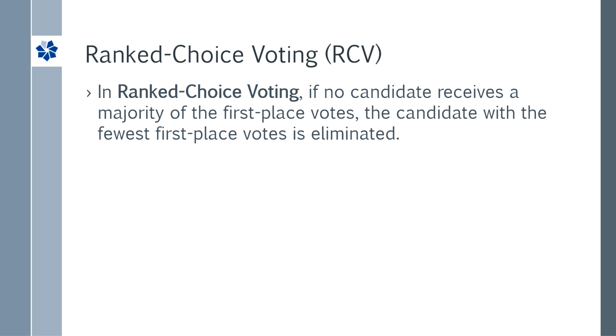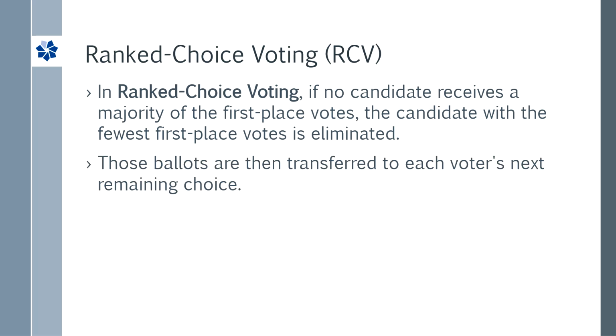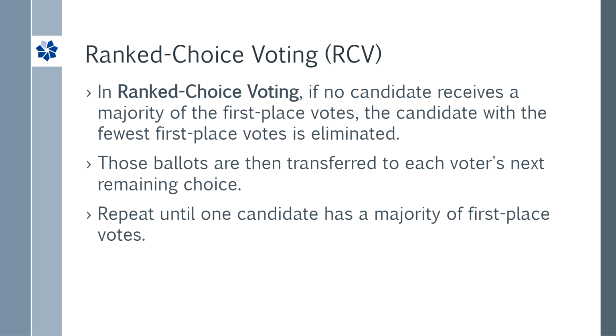We also want to talk about ranked choice voting. Often you see this abbreviated RCV. In ranked choice voting, if no candidate receives a majority of first place votes, the candidate with the fewest first place votes is eliminated. And then those ballots for that eliminated candidate are transferred to whoever was second on those ballots. And then we keep repeating this process until someone has the majority of first place votes.